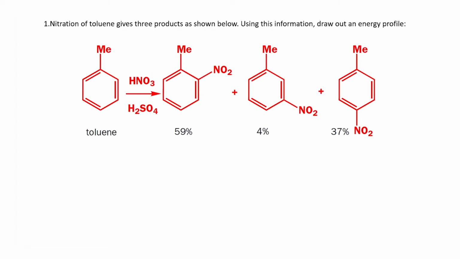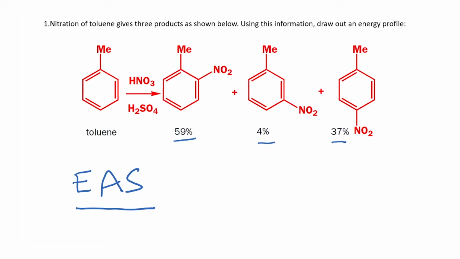So nitration of toluene gives us three products in 59%, 4%, and 37% yield. And the question here is that using this information, draw out an energy profile. Okay, so as you know, this is an example of an electrophilic aromatic substitution. So this reaction goes through the breaking of aromaticity. Now, the important concept here to note is that you're getting three products.